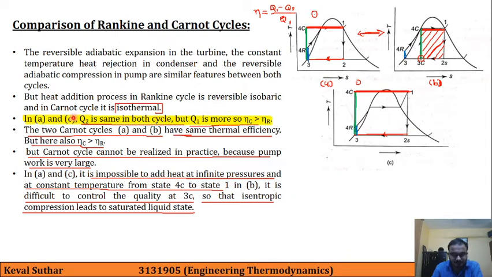And here if we compare figure A, that is this one, and figure C, the heat rejection is equal, however Q1 is more. That's why Carnot efficiency is more than the Rankine efficiency. And we have seen that while comparing A with B also, where the thermal efficiency is same for Carnot cycle, and here also it is found that Carnot efficiency is more than the Rankine efficiency.